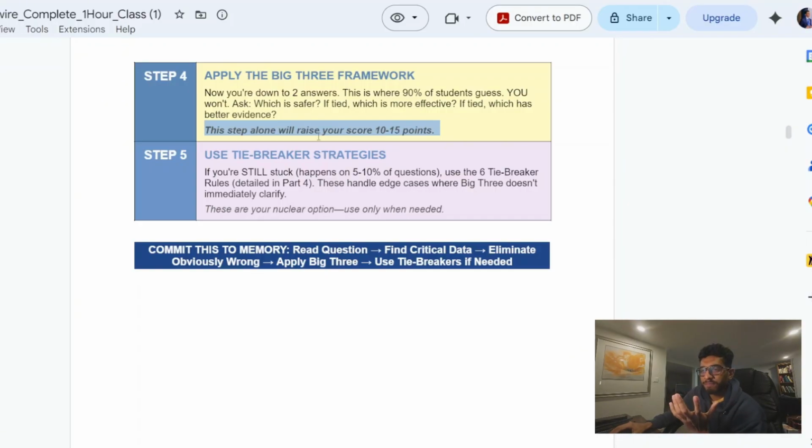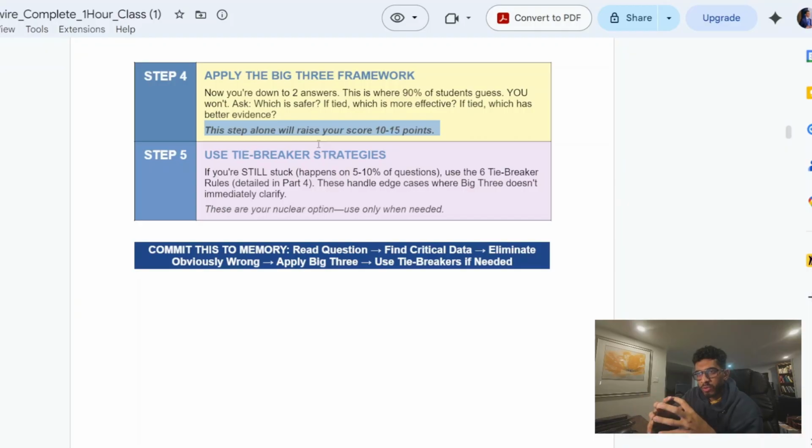Step 5, using the tiebreaker strategy. Now, what do I mean by that? If you're still stuck, which can happen in 5 to 10% of the questions, you use the 6 tiebreaker rules, which will be detailed in part 4. These handle edge cases where the Big 3 doesn't immediately clarify.